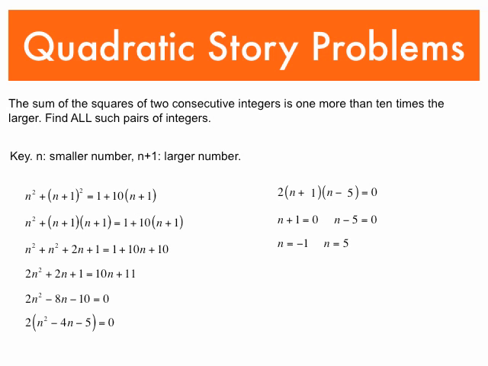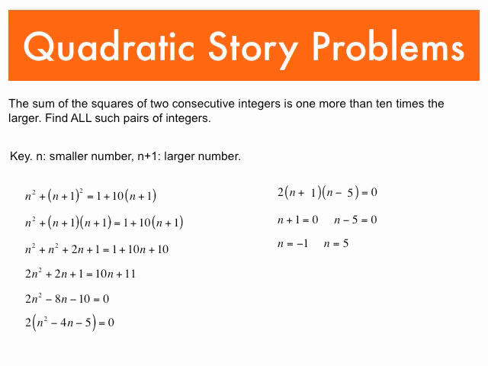Now I'll tell you right now, the most common mistaken answer is that the two numbers are -1 and 5. No, they're not. -1 and 5 aren't consecutive. Remember, I'm going for consecutive numbers. Well, let's go back and look at the key. If n is the smaller number, n plus 1 is the larger number.